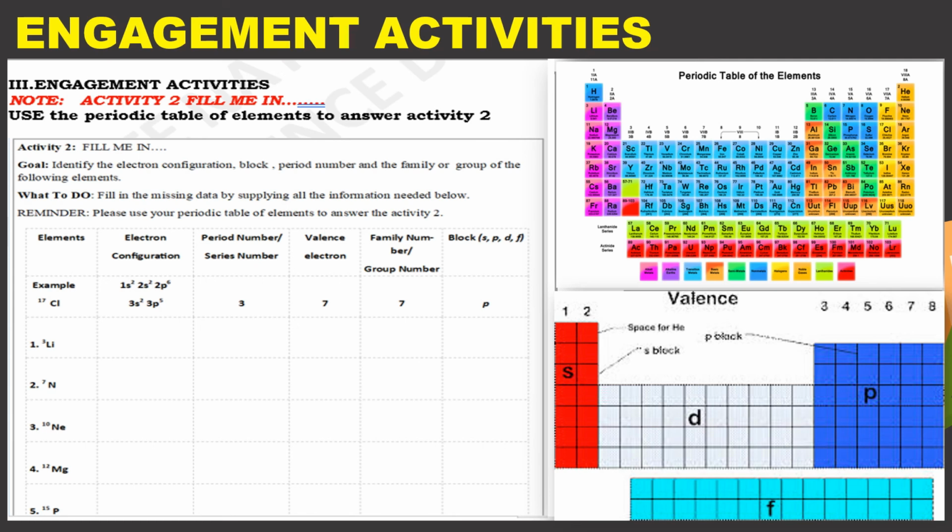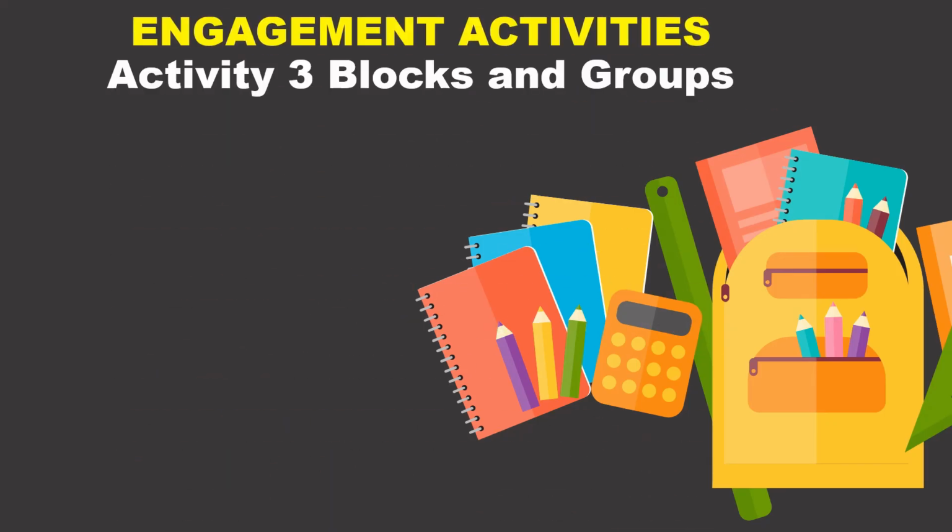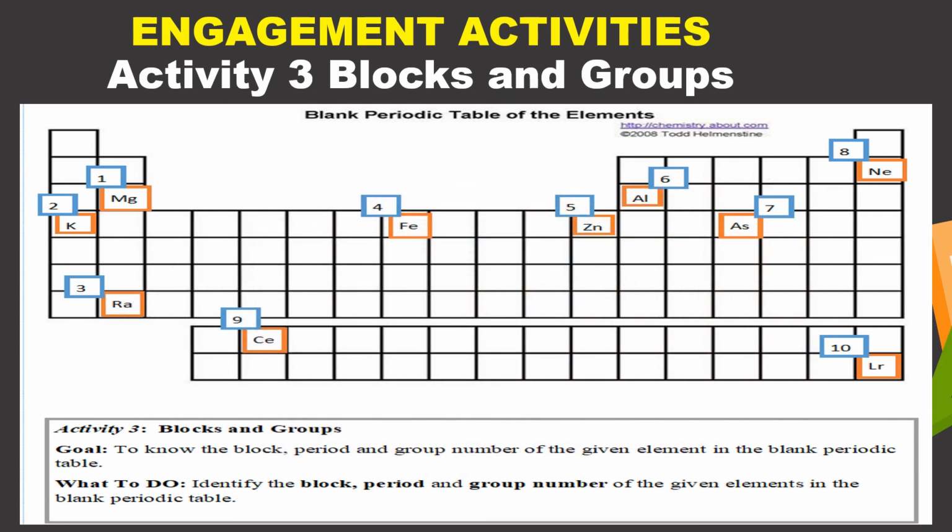So you can also check on the blank periodic table, or you can check on your periodic table the different blocks so that you can answer the 5 questions. So it's your turn to answer your activity 1 to 5. Here is another activity. Your goal is to know the block, the period, and the group number of the given element in the blank periodic table.